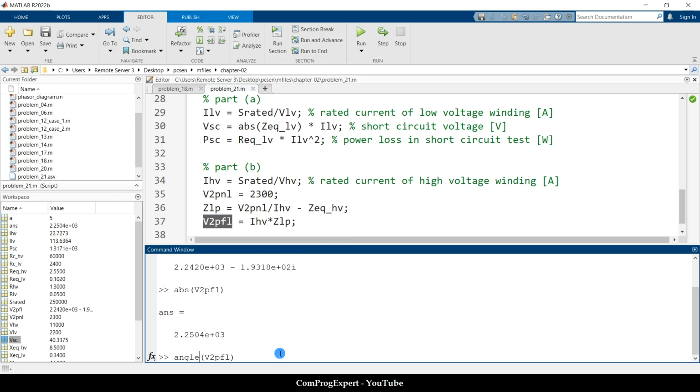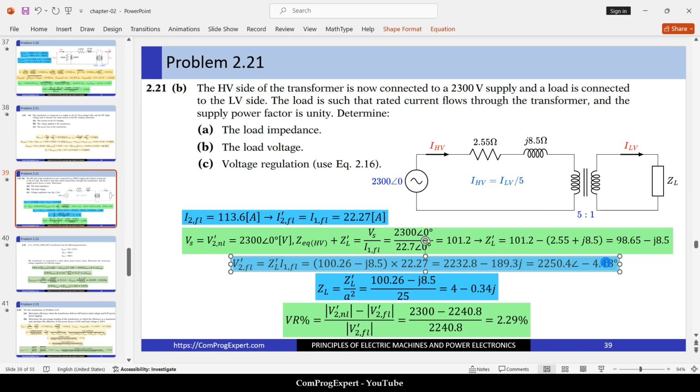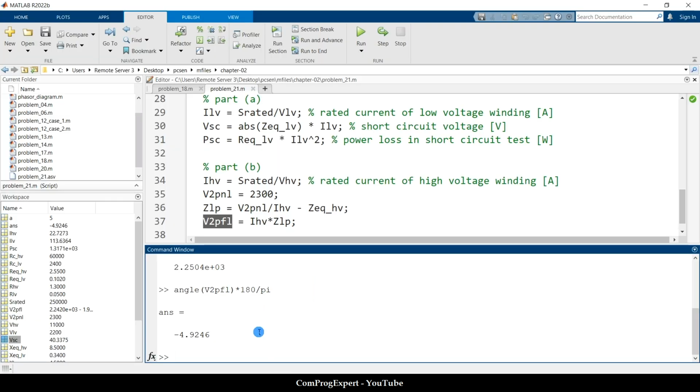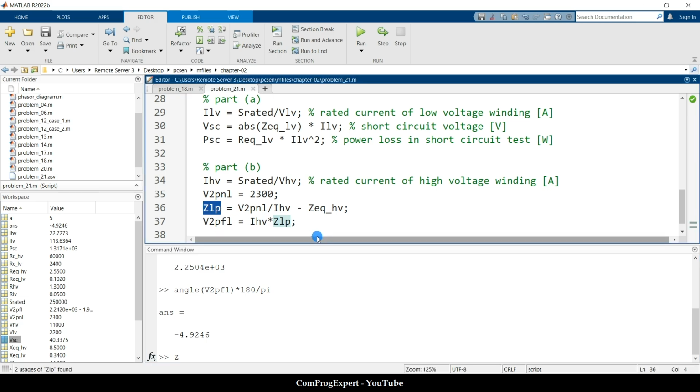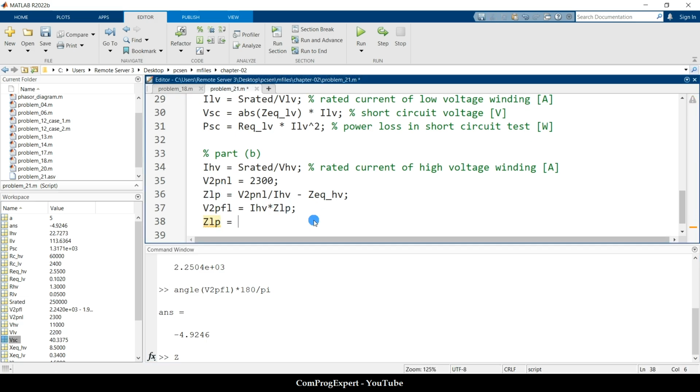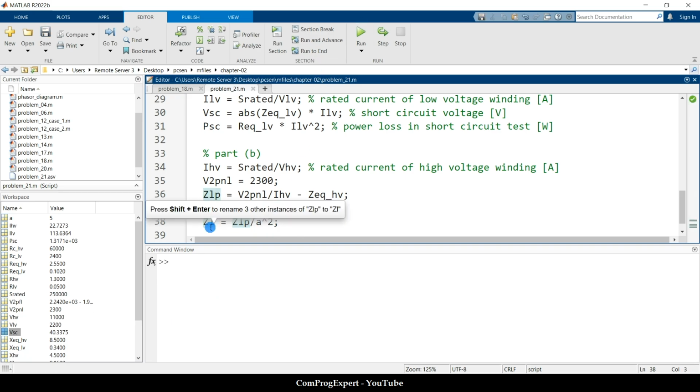Let's check. Times 180 divided by pi, minus 4.92. This angle. Finally, this is the value of the ZL. The actual value is ZL prime divided by a to the power 2. This is ZL. Let's check the value.